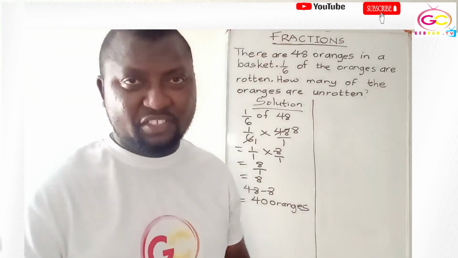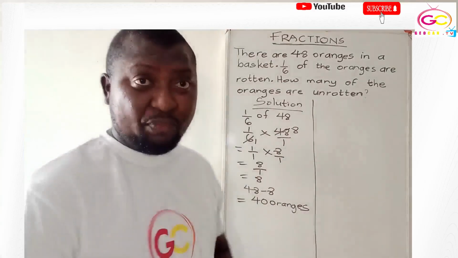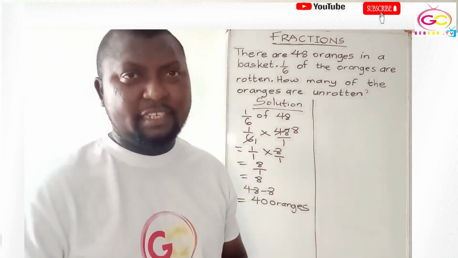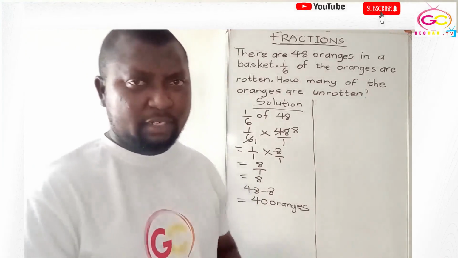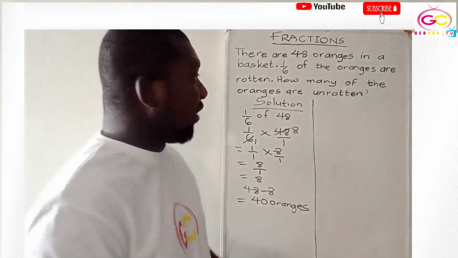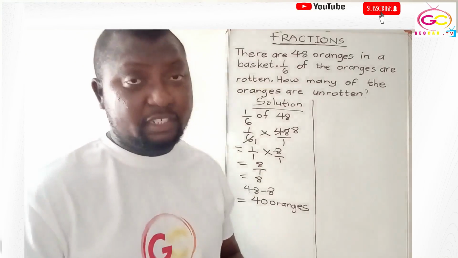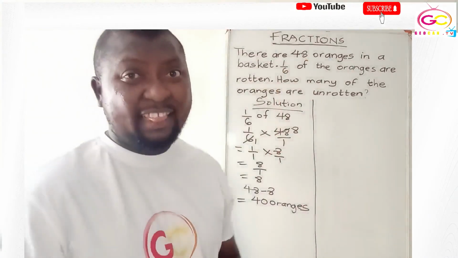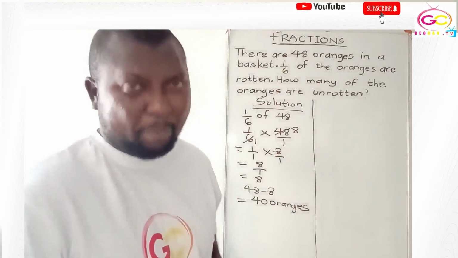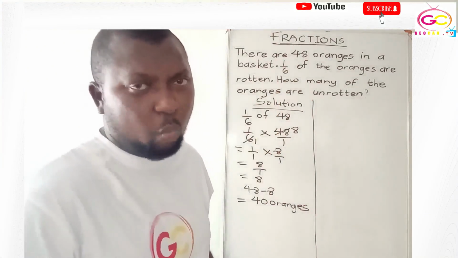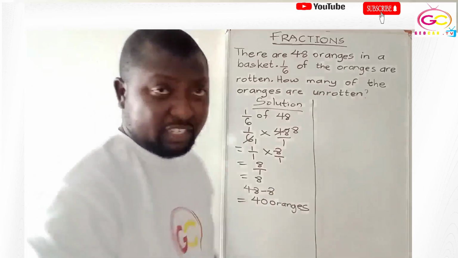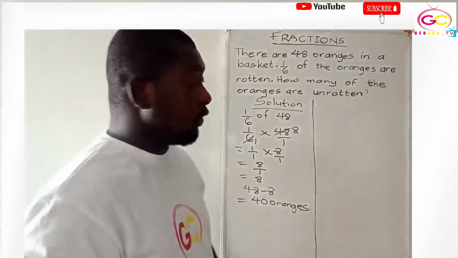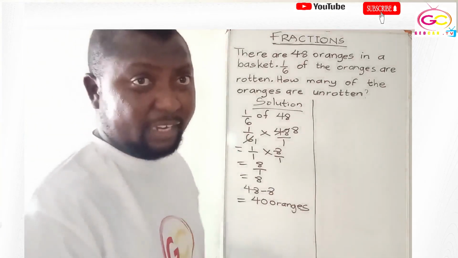We are solving fractions here. We've used the first method in solving this question, and we are going to use the second method. What would I say about the second method? We are going to find a fraction of unrotten oranges, and if you are able to do that, we just multiply it with the total number of oranges in the basket, and that will give us the actual number of unrotten oranges. This is easy as ABCD. So let's tackle it now.